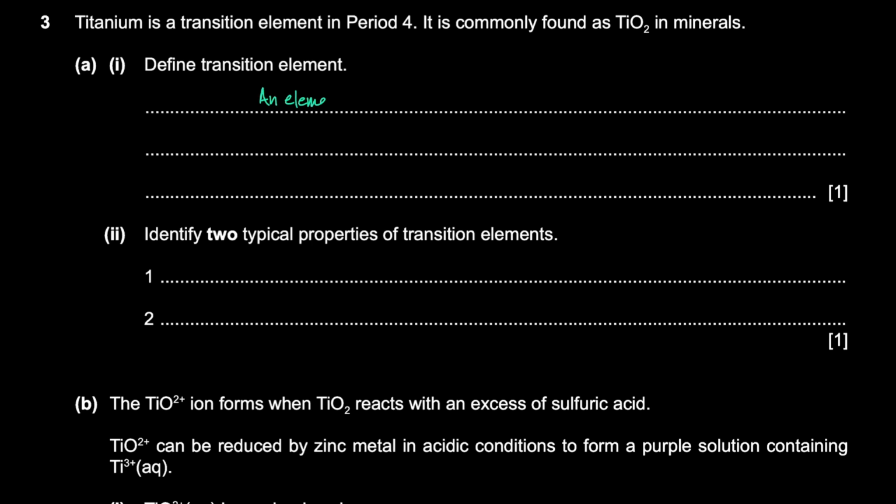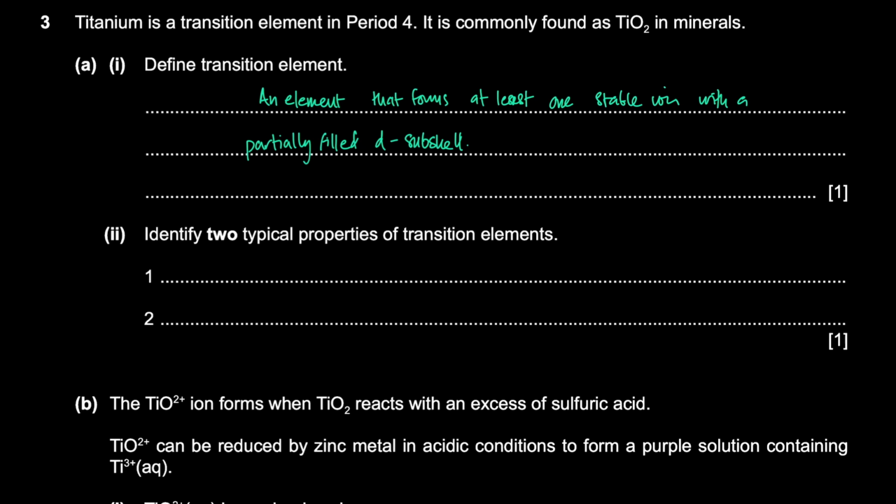It is an element that forms at least one stable ion with a partially filled d subshell. Again, this definition is the definition that they want in Cambridge. It is not the actual definition of a transition element, but this is the one they want for your A-level exam, for the CAIE exam. So we can say partially filled d subshell, or we can say partially filled d orbitals.